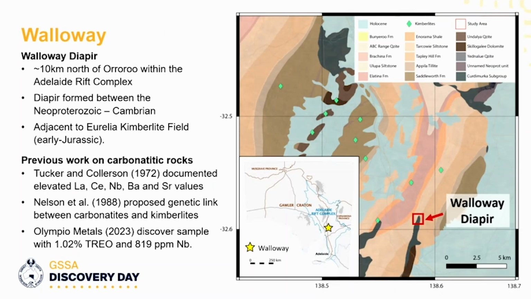Starting with Walloway, the Walloway diapir occurs about 10 kilometres north of Orroroo within the Adelaide Rift Complex. Diapirism occurred sometime between the Neoproterozoic and Cambrian, and it sits adjacent to the Euralia kimberlite field, which formed during the early Jurassic with rifting between Australia and Antarctica. There's been some previous work done on these carbonatitic rocks in the 70s and 80s, but more recently, Olympio Metals last year discovered a sample with over 1% total rare earth oxides and 819 ppm niobium. So this really piqued our interest, and given that there hasn't been much work done in recent times in this area, we went out there to have a look to see if we could understand these rocks a bit better.